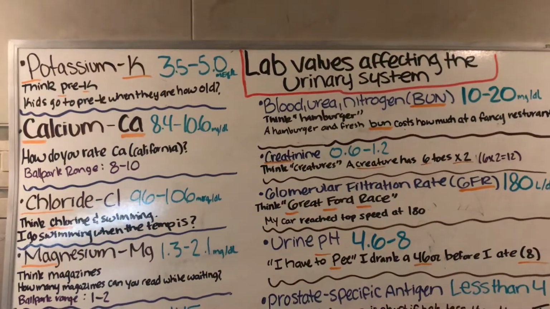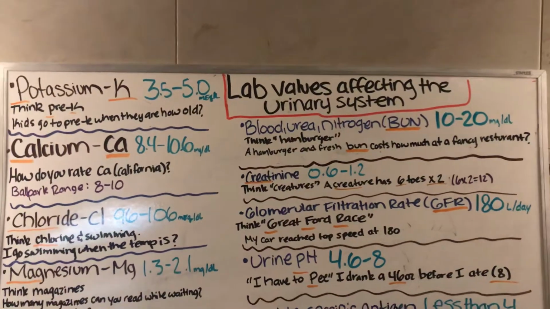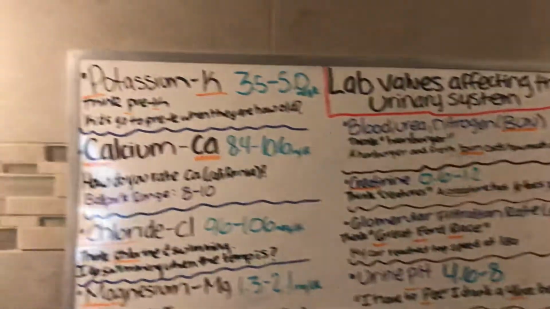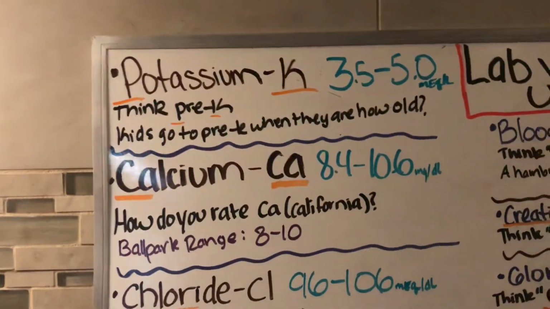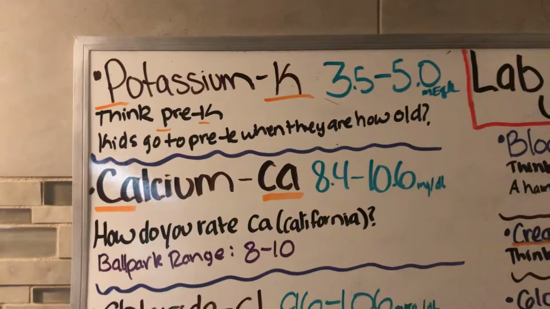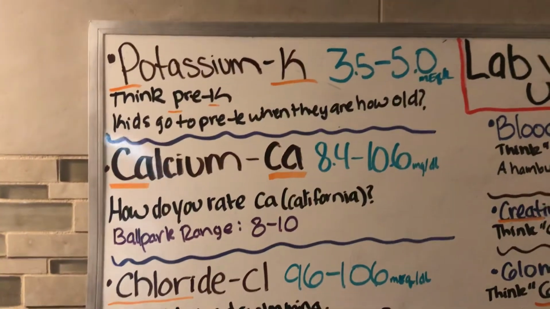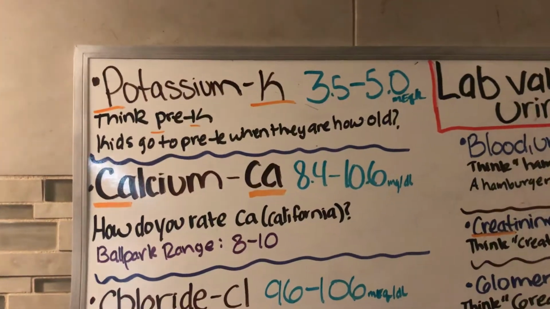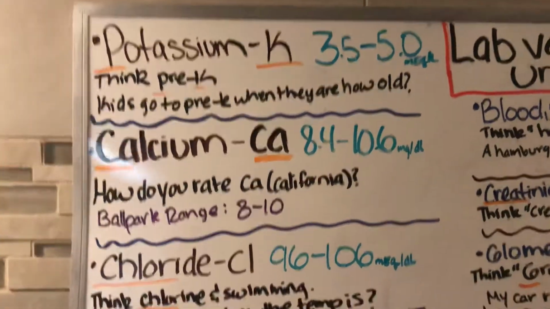So in this video, I'm going to show you some fun ways that I remember the lab values. And these are going to be lab values that affect the urinary system. So let's start with some of our electrolytes. So we have potassium, and the chemical symbol is K. So I think of pre-K. And kids go to pre-K when they are how old? 3.5 to 5. So 3.5 to 5 years old.